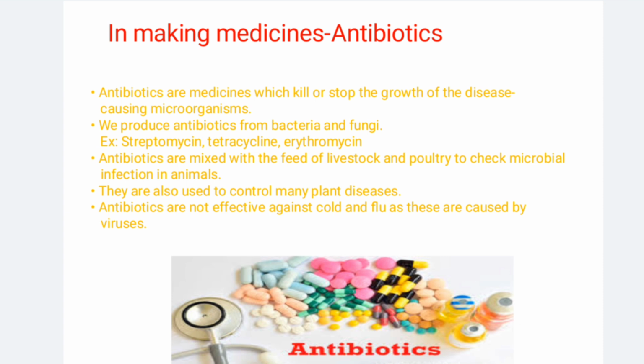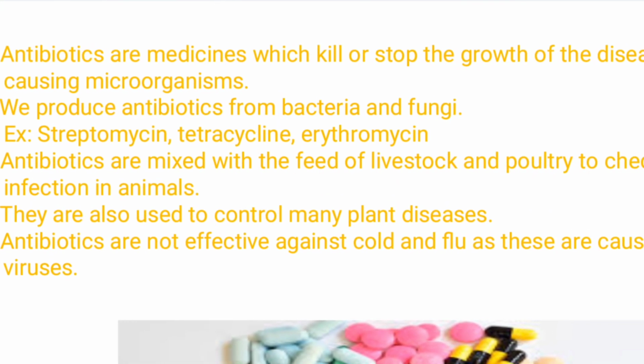Now we come to the next use of microbes, that is in making of antibiotics. Antibiotics are medicines which kill or stop the growth of the disease-causing microorganisms. We produce antibiotics from bacteria and fungi. So these antibiotics are produced from useful bacteria and fungi, and they are used against disease-causing microorganisms. They kill or stop the growth of disease-causing microorganisms. So from useful bacteria and fungi, antibiotics are produced, and these special chemicals are used to kill the growth of harmful microbes, disease-causing microbes.